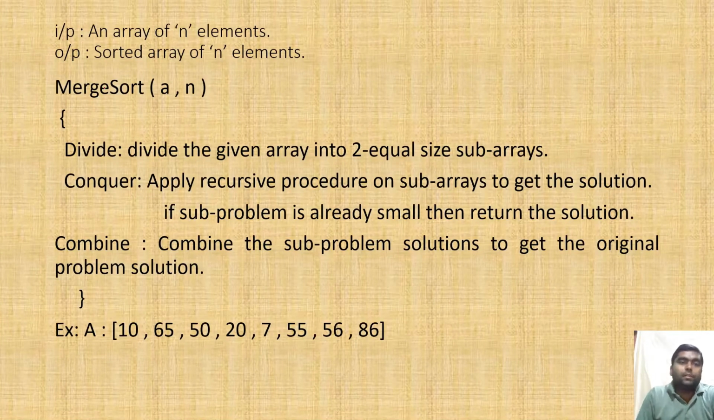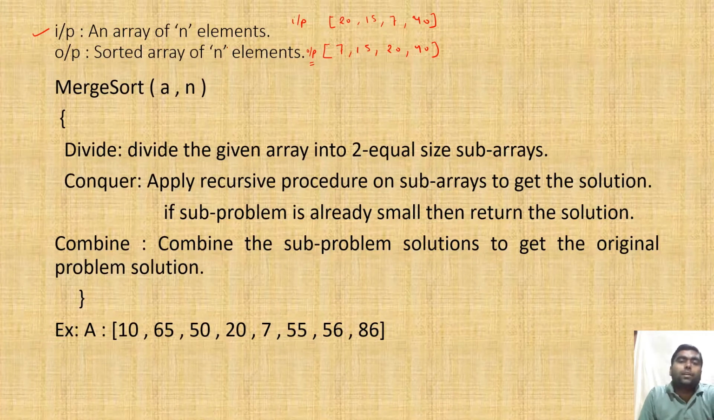So what is given? The input is an array of n elements and the output is a sorted array of n elements. Just take an example: the input is 20, 15, 7 and 40. Let us suppose these four elements. Then what will be the output? The output will be 7, 15, 20 and 40. So this is our input and this is going to be our output in that case.